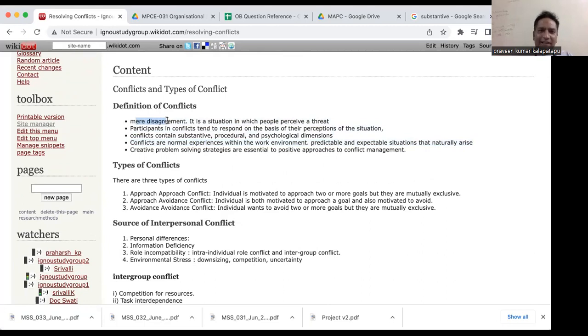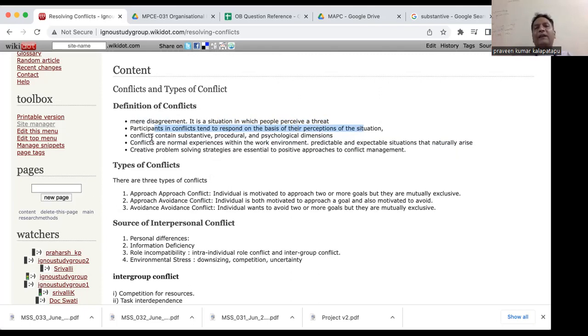It's a mere disagreement, right? It is a situation where people perceive a threat, so they disagree. The threat could be related to various aspects, but there is a disagreement between the people, right? And they tend to respond on the basis of perception. So it's more about perception which causes the conflict. Reality could be different, but if you perceive it in a different way, that is where conflict could happen. It could be reality as well, but perception plays a bigger role, right?